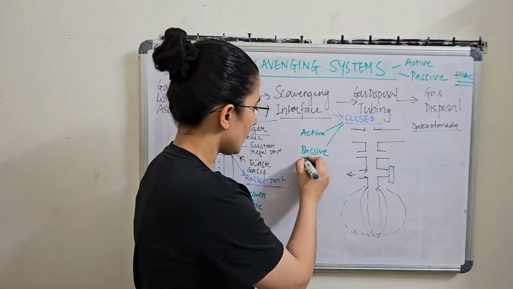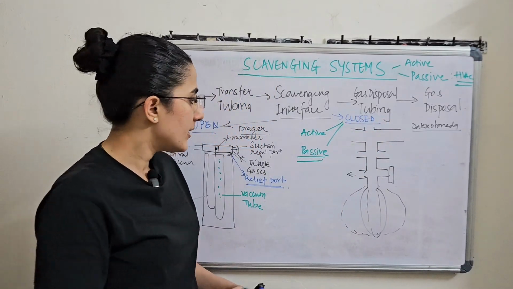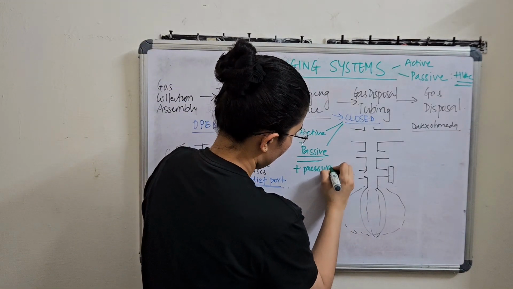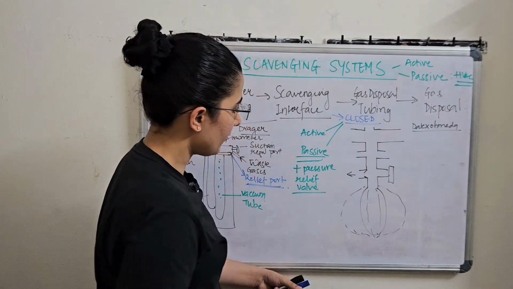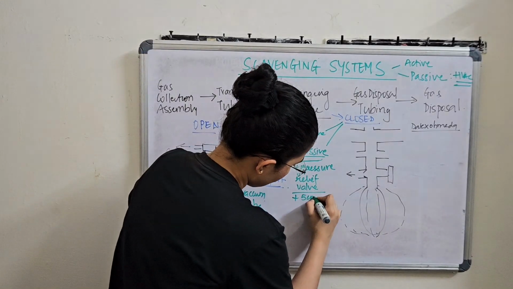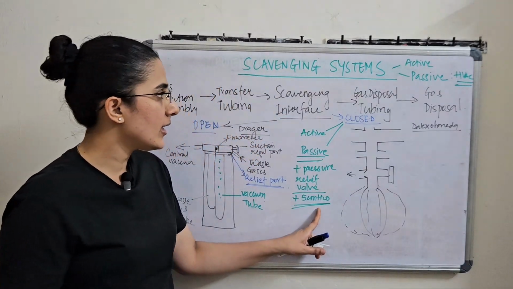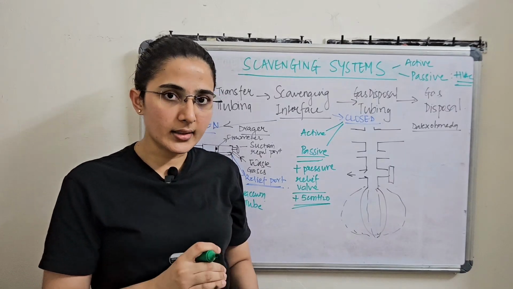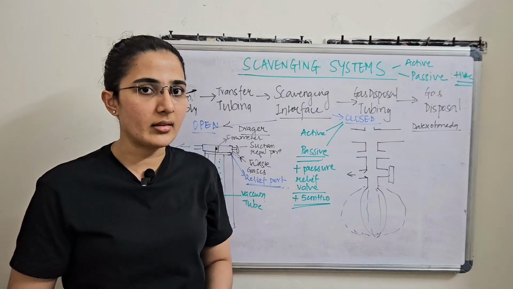A closed interface with a passive system has only a positive pressure relief valve. The pressure will be relieved only for excess positive pressure at plus 5 centimeters of water. As I said, in passive systems, because of the positive pressure within the circuit, the gases will go into the HVAC systems of the operation theatre.